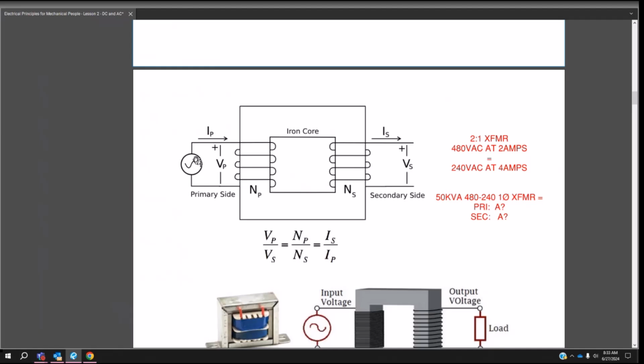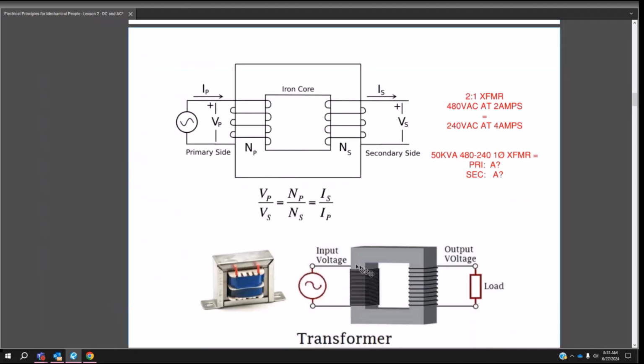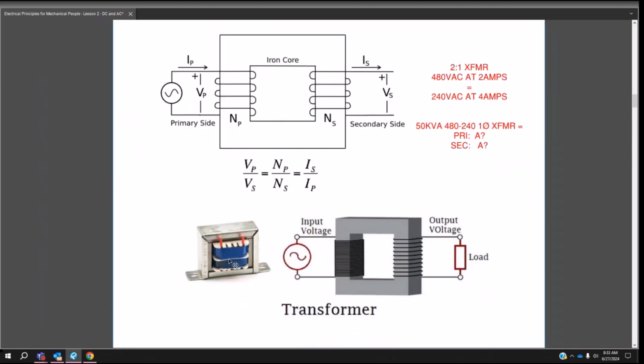What this is saying is, if you have AC current going into these coils, which you can also see here, a whole bunch of coils, you're going to have a different amount of voltage and current coming out of the other side. And that's what this equation expresses right here. And this is what a transformer looks like that would be in your microwave or something, or a control power transformer.